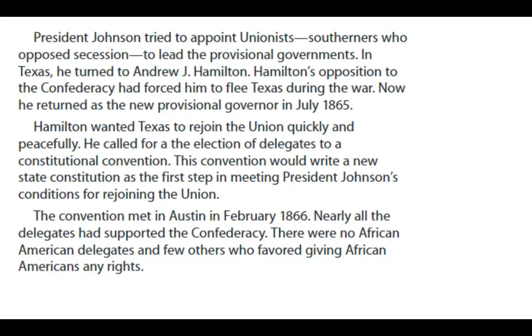He called for the election of delegates to a constitutional convention. This convention would write a new state constitution as a first step in meeting President Johnson's conditions for rejoining the Union. The convention met in Austin in February 1866. Nearly all the delegates had supported the Confederacy. There were no African American delegates and few others who favored giving African Americans any rights.